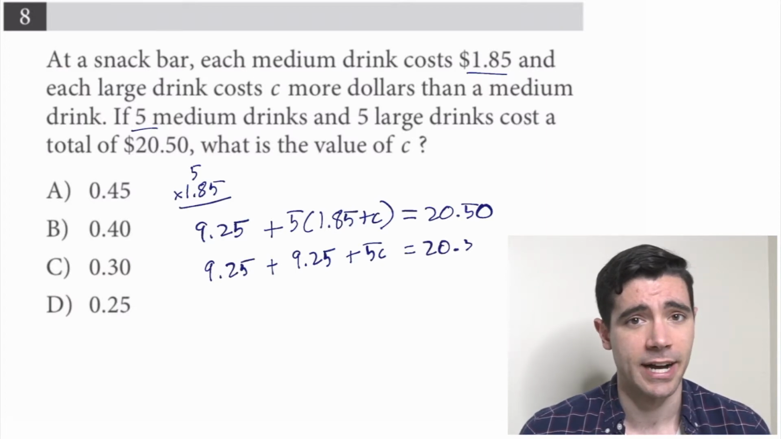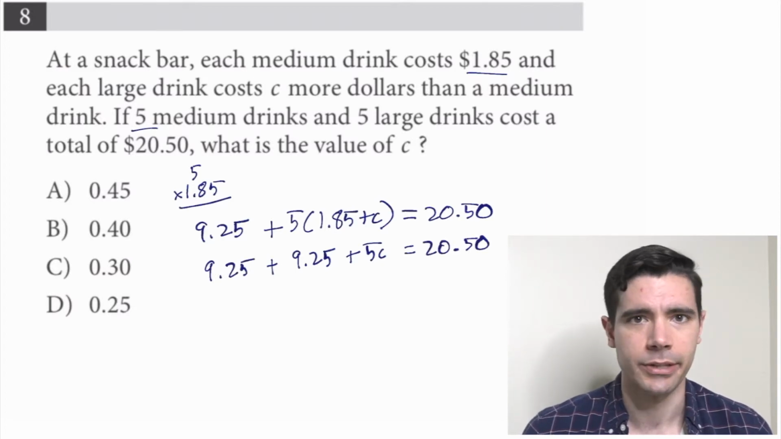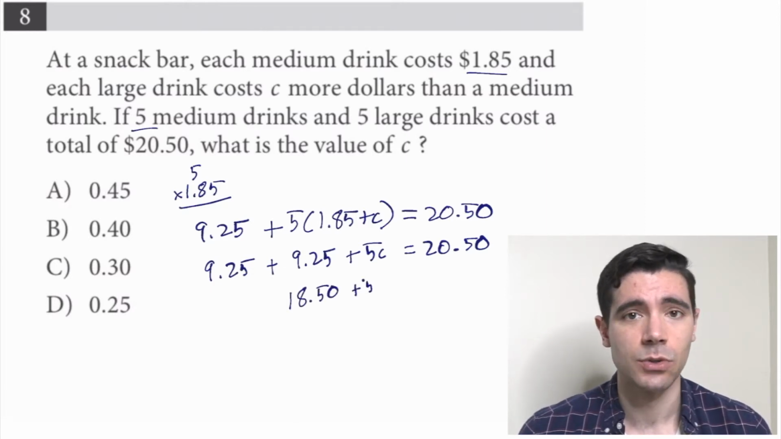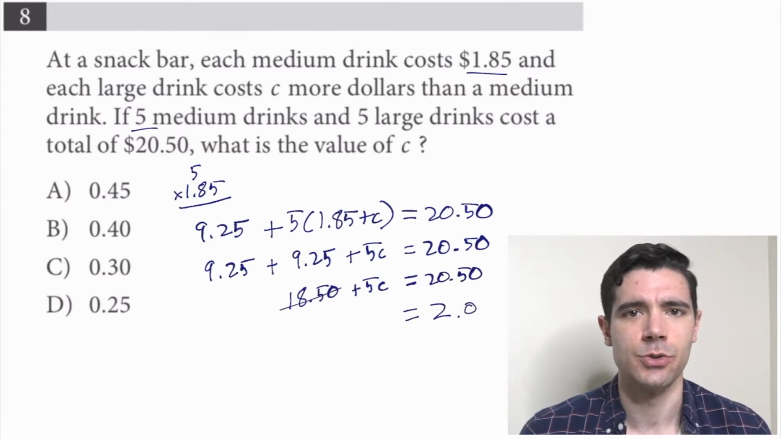Combine these two 9.25s, well, the calculator's already out. Use it. So then we have $18.50 plus 5C equals $20.50. Subtract $18.50 from both sides, and we have 5C equals $2. The calculator train continues running. $2 divided by 5 equals 40 cents. So C equals 0.4, or answer choice B.